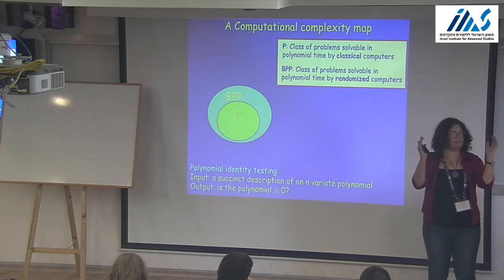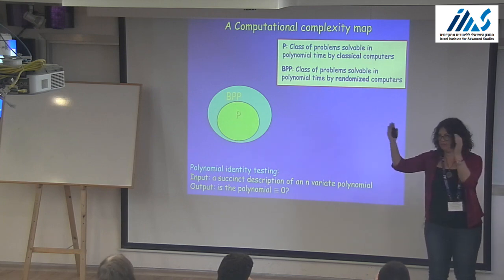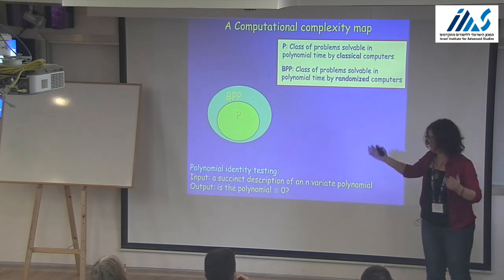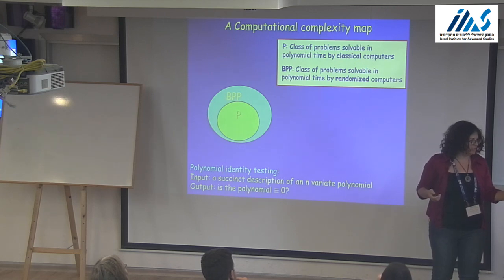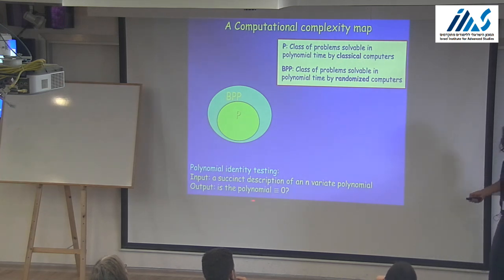It's given to you as, say, a product of brackets: 1 plus x times 1 plus y squared times 3x minus z to the 4, etc. Opening it up, you can get exponentially many coefficients. So if we want to answer the question, is this polynomial identically 0, we will need to actually open up all these brackets, and it will take exponentially long.